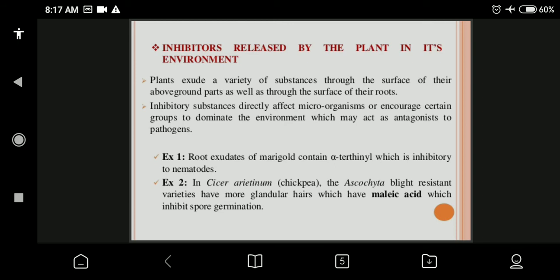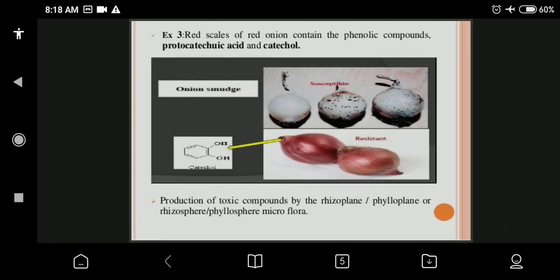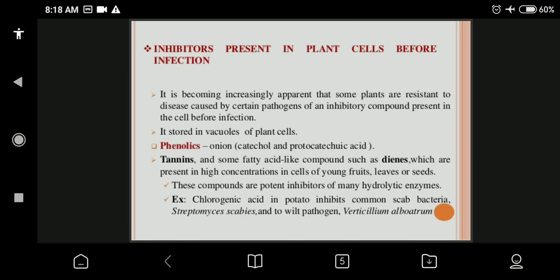The second example is Cicer arietinum, chickpea or chana, which is resistant to blight fungi. Its glandular hairs produce malic acid, which is inhibitory to the spore germination of the fungus Ascochyta, in the blight resistant variety. Diagram showing the production of inhibitors. Inhibitors present in plant cells before infection.